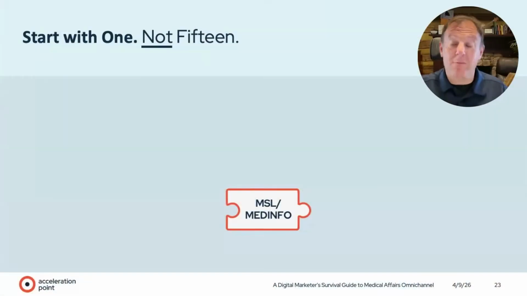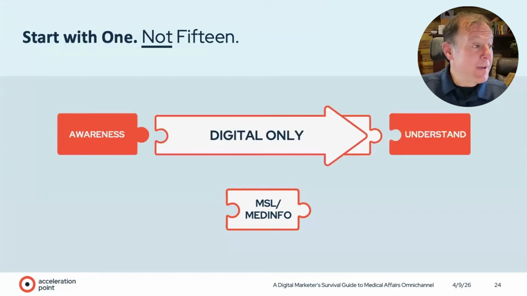And when you first start, just pick one audience to do that with. For example, most of you started with a channel called an MSL and MedInfo. You've got a channel in place. So one example of how to apply this early on, if you're first starting, is to just pick a different audience: a digital-only audience, a group of people that you want to increase awareness and move towards being able to understand the science, that MSLs may never engage with. That's a really safe space to start.